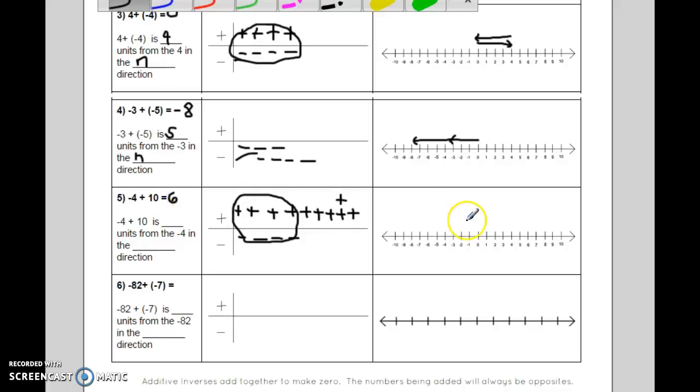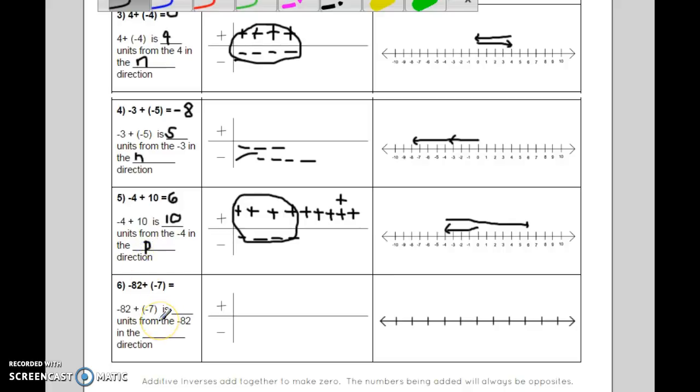Now if I were to represent this on a number line, I start out at 0, I count until I get to negative 4, and then from there I want to add 10. So I'm going to add positive 10 to it. So that means I'm going to go up to the right a total of 10. And I'm going to end up, I see, at positive 6. Now notice how it ends up going in opposite directions, both of my arrows. So I could say negative 4 plus 10 is going to be 10 units from negative 4 in the positive direction, because 10 goes to the right.